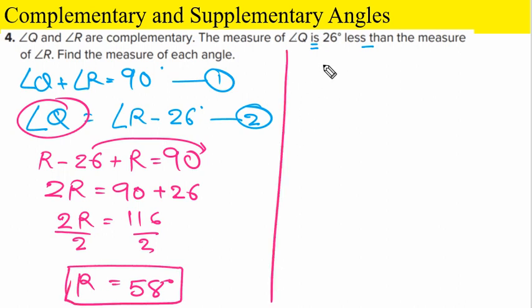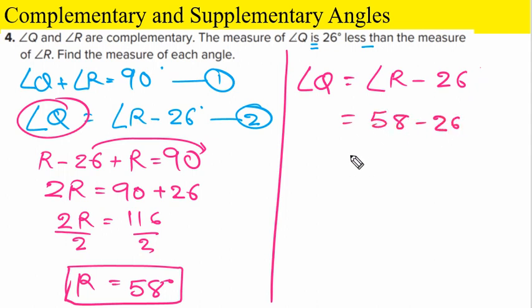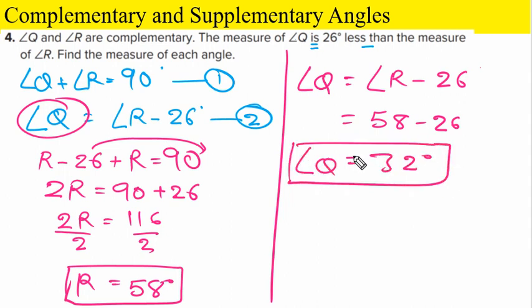Next, angle Q. Angle Q is angle R minus 26 degrees, and that is 58 minus 26. So that will give you how much? Angle Q is equal to 32 degrees. That's it. That's how you solve this question. Let's move on to the next one.